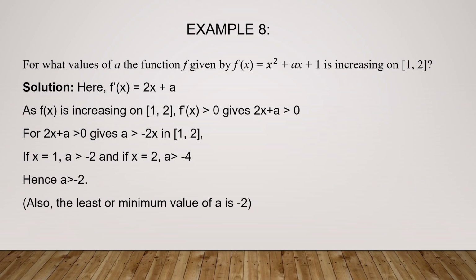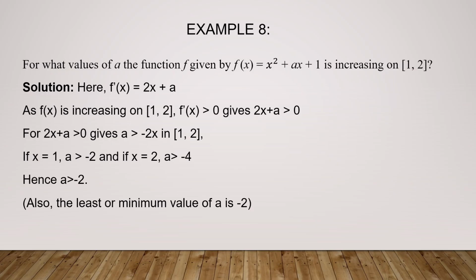Now over here it is already given that in the interval 1 to 2, f(x) is increasing, means your f dash of x is greater than 0. That means 2x plus a is greater than 0, which means 2x is greater than minus a, or you can say a is greater than minus 2x in the closed interval 1 to 2.